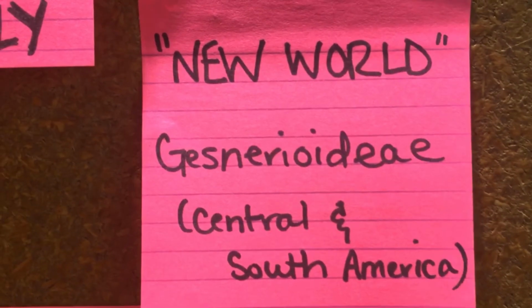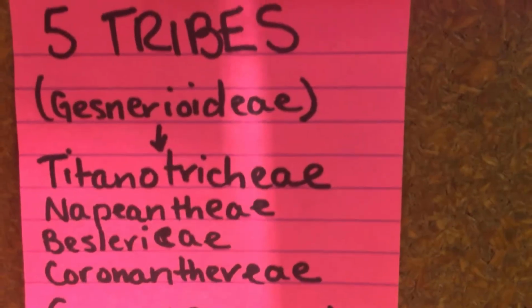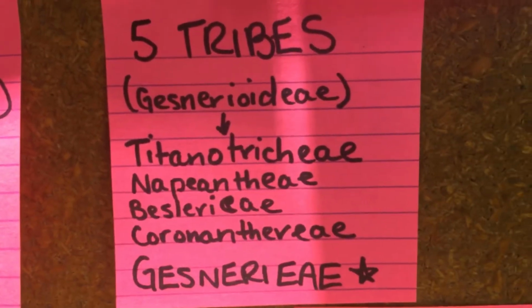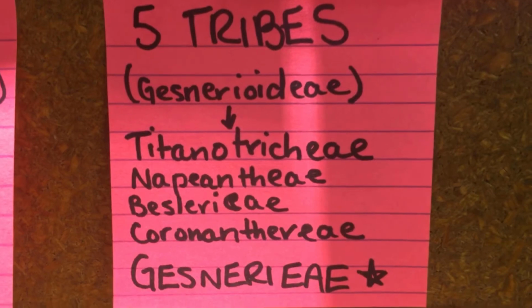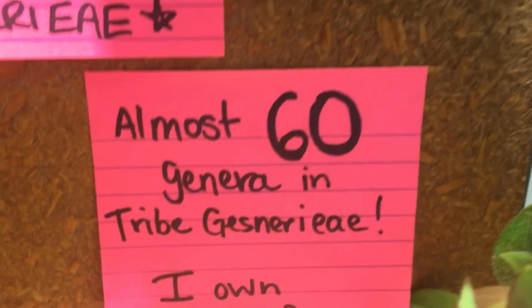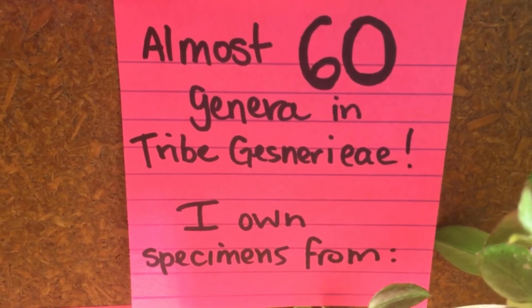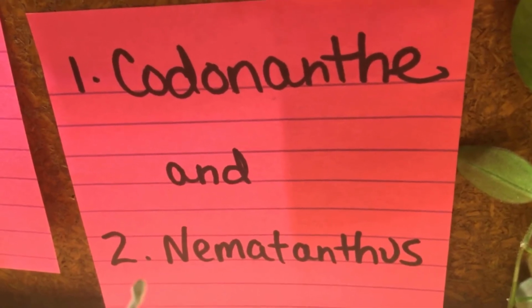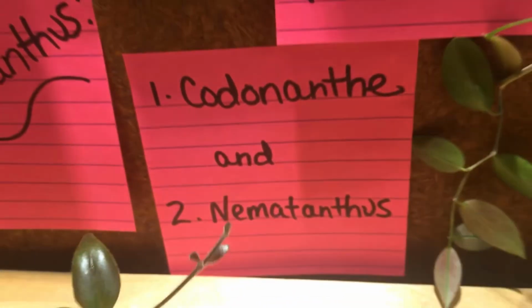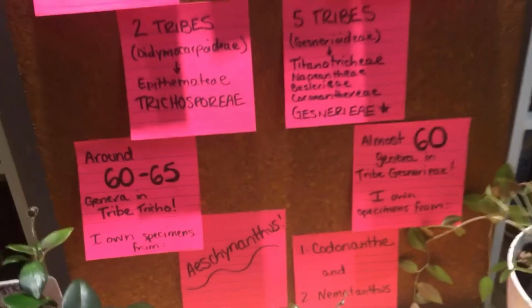Over on the New World side of the world, we have the subfamily Gesneriaceae. These plants are found in Central and South America. There are 5 tribes within this particular subfamily, and the one we're focusing on today is Gesneriaceae. All these names sound so much the same. There are almost 60 genera in tribe Gesneriaceae. The reason we're focusing on this one is because I own specimens from this tribe: Codonanthe and Nematanthus. But there are so many more corners and branches of this plant family to explore.